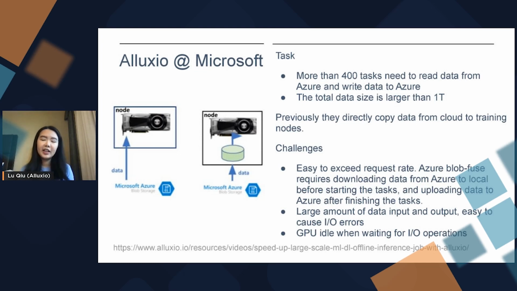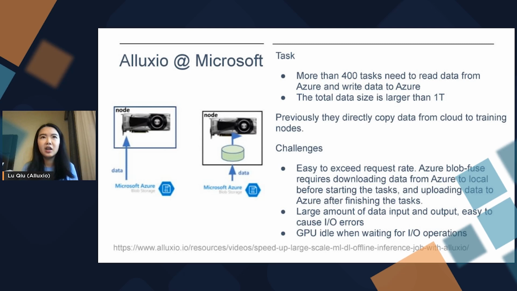So previously, they copied the whole 1 terabyte of data to each of the training nodes. And the whole read request could be much larger than 1 terabyte. By using this approach, it's really easy to exceed Azure's request rate, and Azure just says, oh, I cannot provide you more data, so they just give you an error. And then basically one or several of the copy jobs will fail.